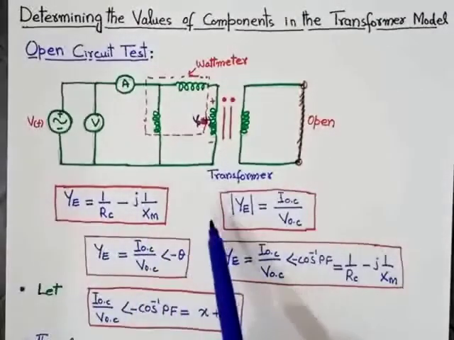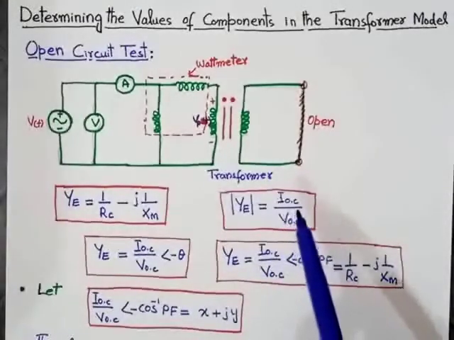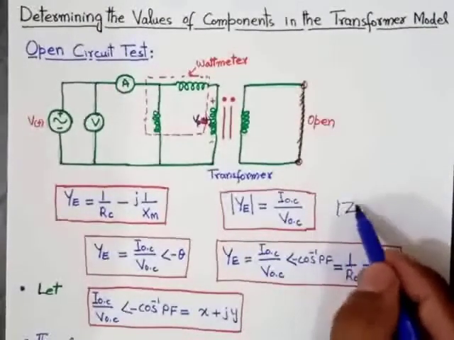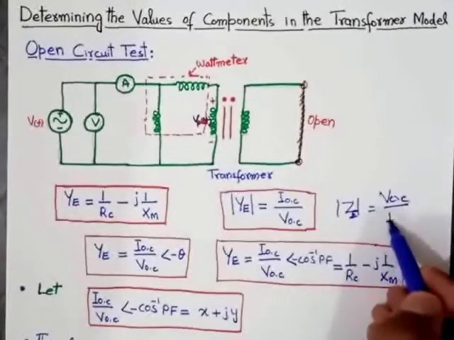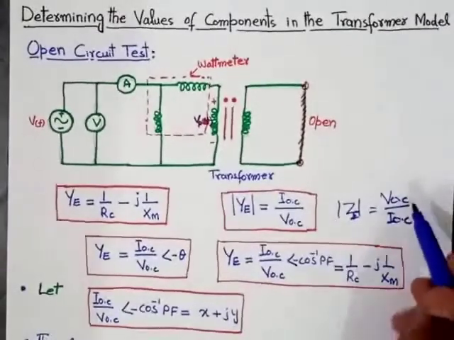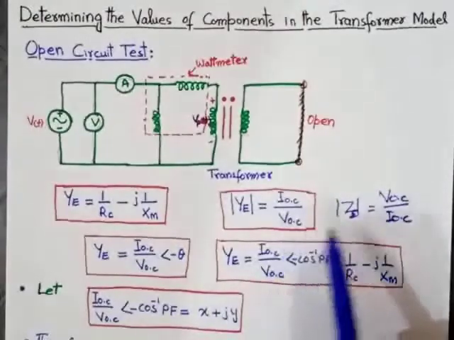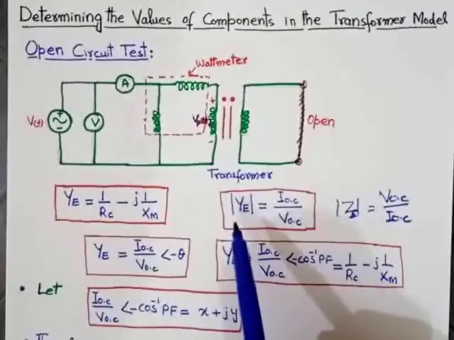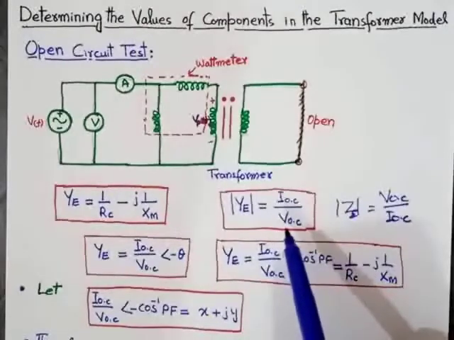First of all, we will measure the magnitude of the admittance. As we know, admittance is the reciprocal of the impedance, and impedance is basically equal to V open circuit over I open circuit. So the reciprocal of V over I is I over V. This is the impedance, and the reciprocal of the impedance is called the admittance. Therefore, the magnitude of the admittance will be equal to I open circuit divided by V open circuit.